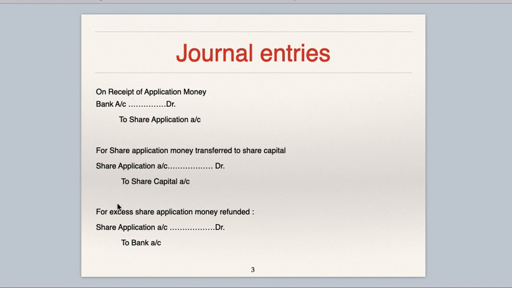If excess applications are received and excess application money is refunded, then journal entry is share application account debit to bank. When application money is received, you pass journal entry bank to application, and when this money is refunded back, exactly opposite entry is to be passed, share application account debit to bank.